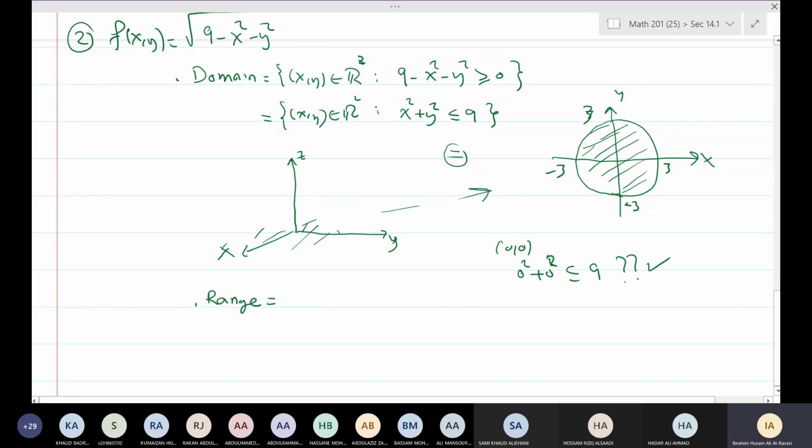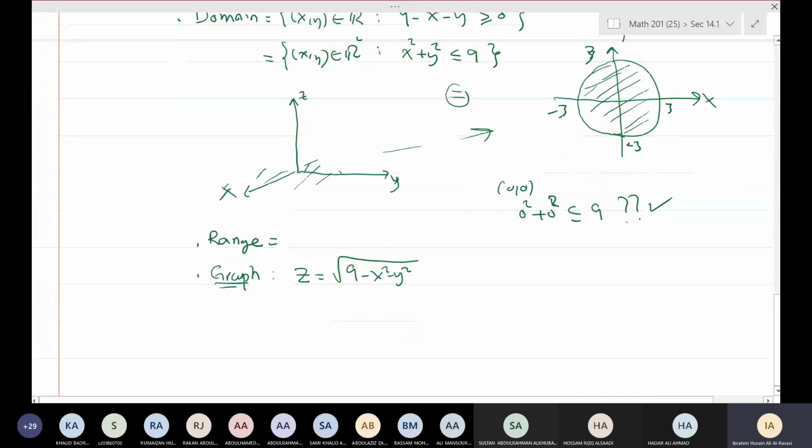Maybe the range is not easy. If it is not easy, try to get it from the graph. How to graph it? We do as we did above. f of x, y is z, so I write z equals the square root of 9 minus x squared minus y squared. Now what is the graph of this one?